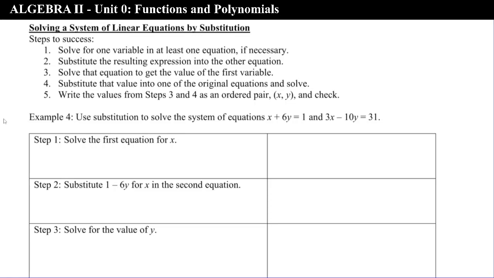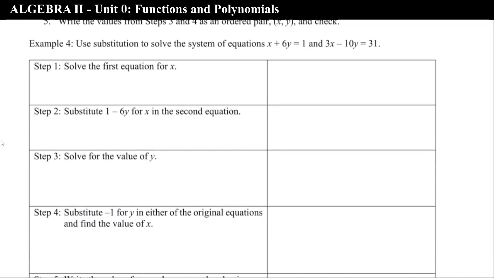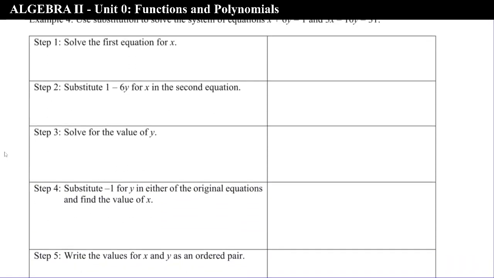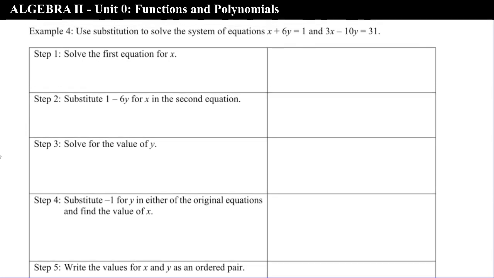So, just listening to that probably doesn't make a whole lot of sense right off. It makes more sense as we do it as an example, so that's what we're going to do here. So we are going to use substitution. Let's use substitution to solve the system of equations x plus 6y equals 1 and 3x minus 10y equals 31.